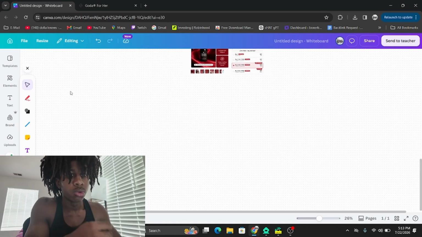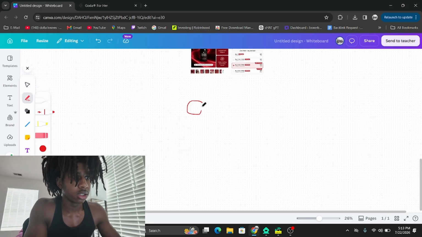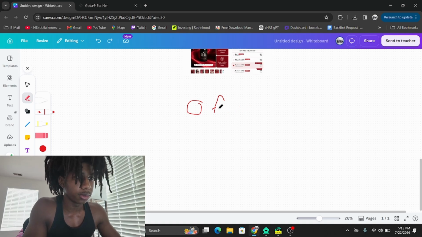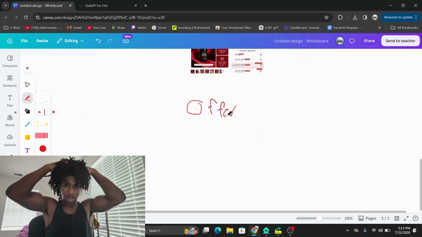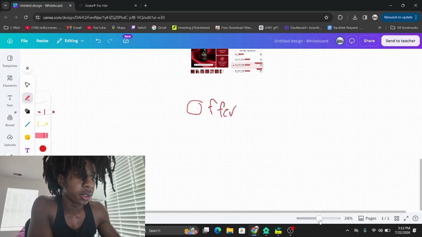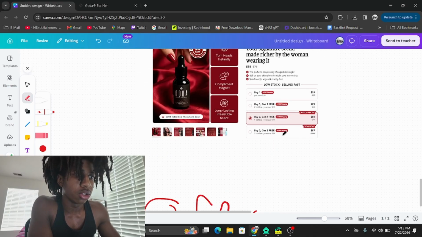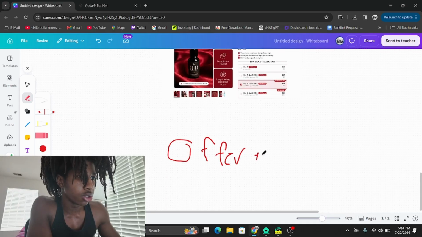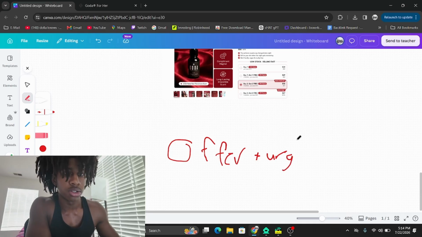And then going into the last thing, the offer, right? This one is going to really tie everything in. Oh my God, I'm going to rewrite this. Oh, this looks terrible, but whatever. So the biggest thing, offer. Like I said, bro, offer is what's going to tie in your whole store. Offer, and we'll do plus urgency. We'll just do urge, right?